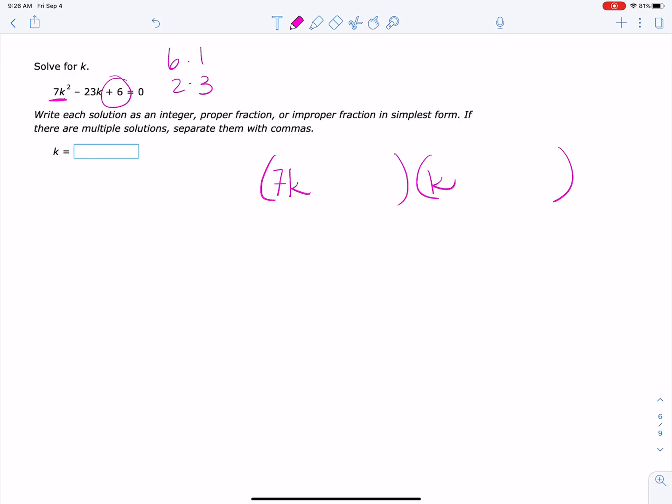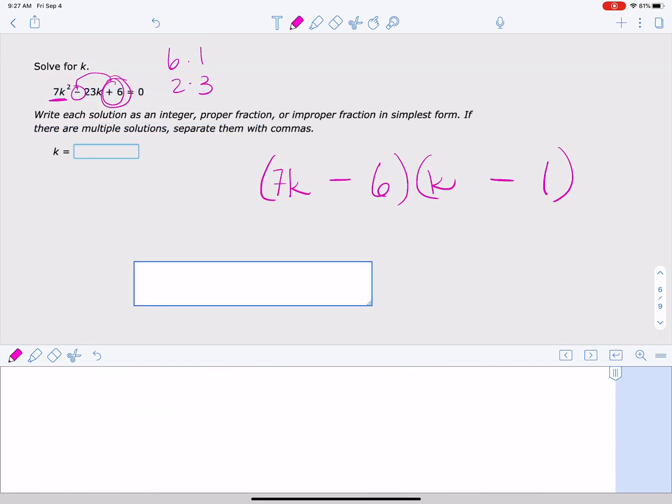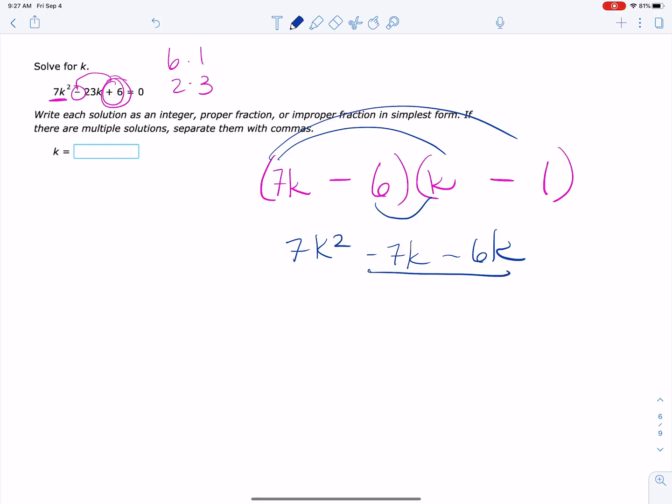To be quite honest on this one, I'm going to just stick in a 6 and a 1 and see how close I get to it, okay? Because this is positive and this one here is negative, that tells me these are both negative here. Okay, this was a very blind guess. Undo. Okay, this is a very blind guess, and let's see how close I am. So 7k squared, so now I'm checking. Minus 7k minus 6k, so I'm checking my middle term. That is not negative 23, so stop.